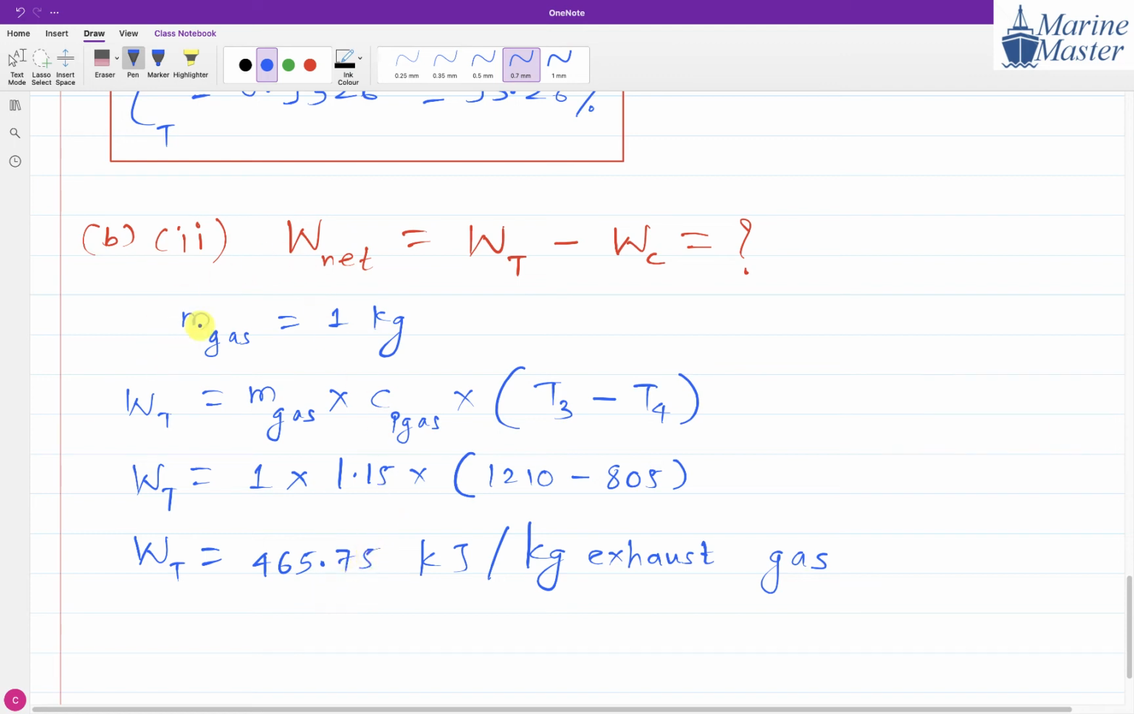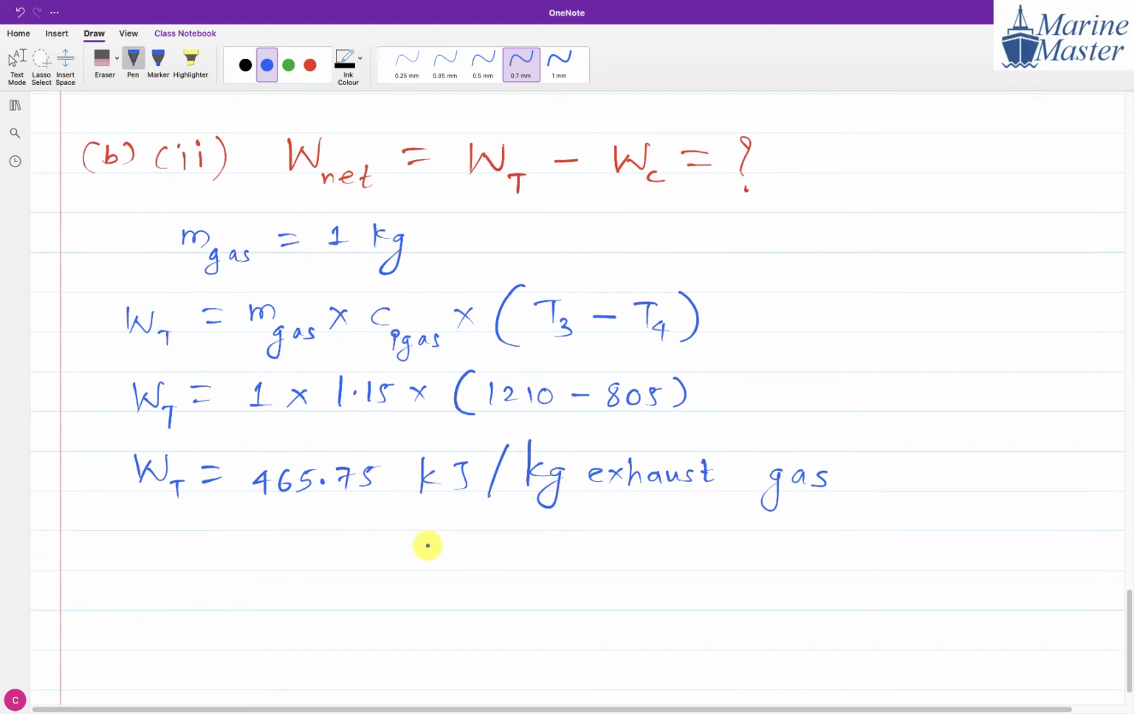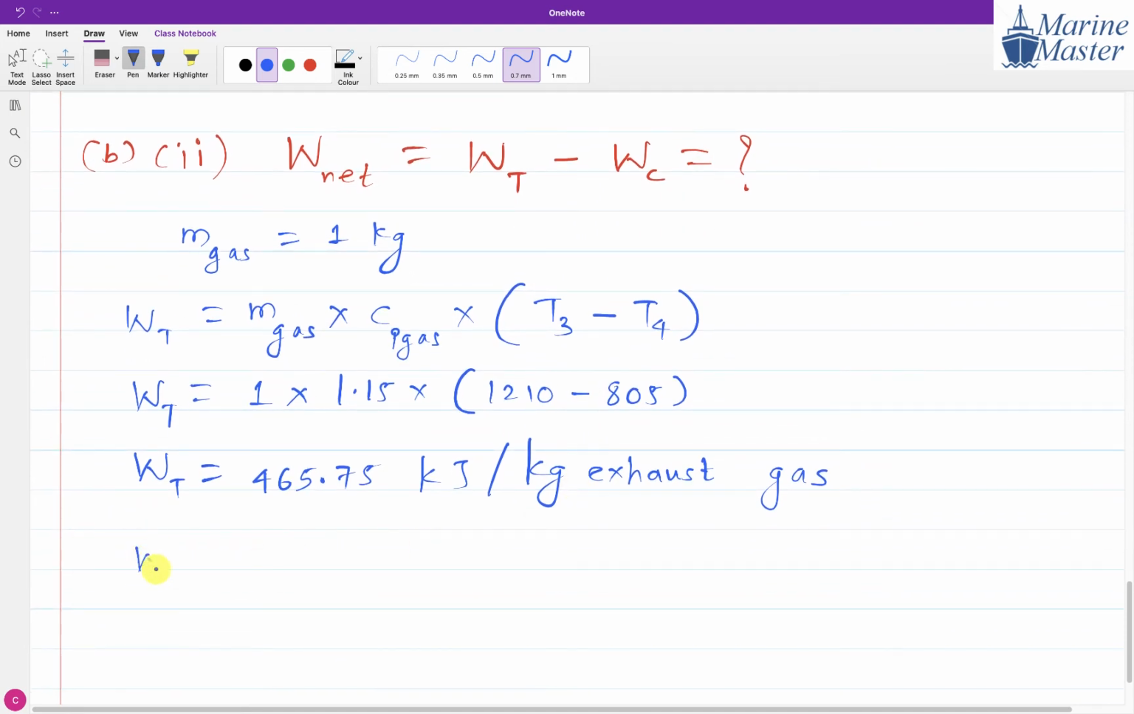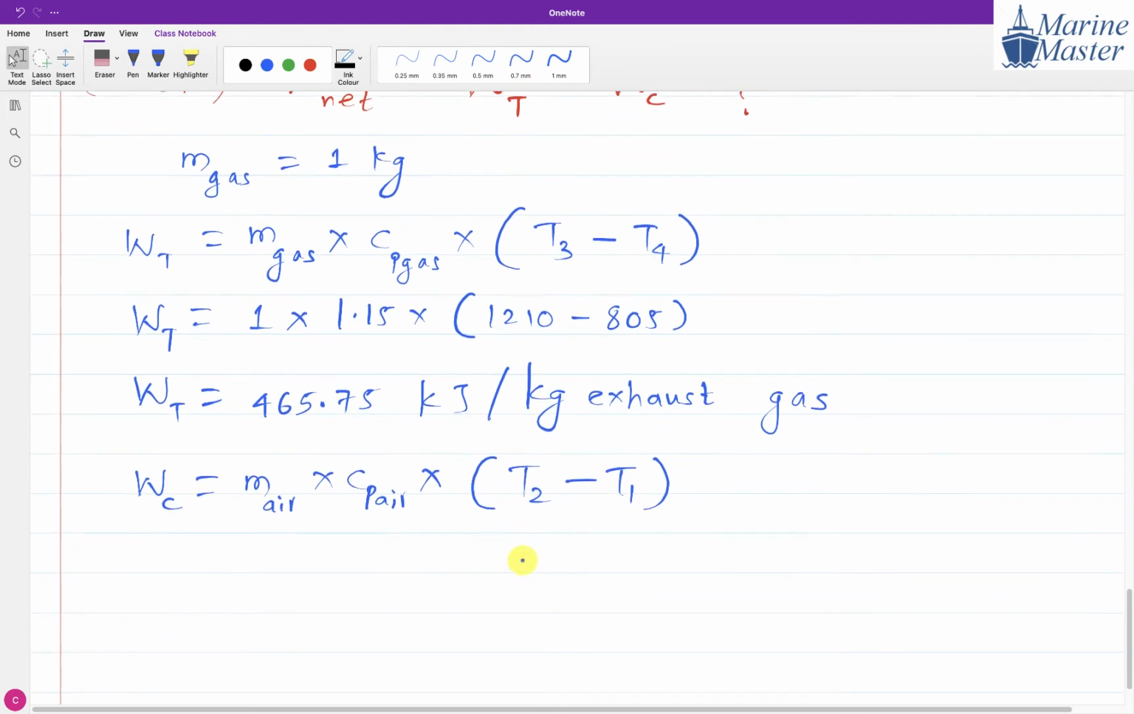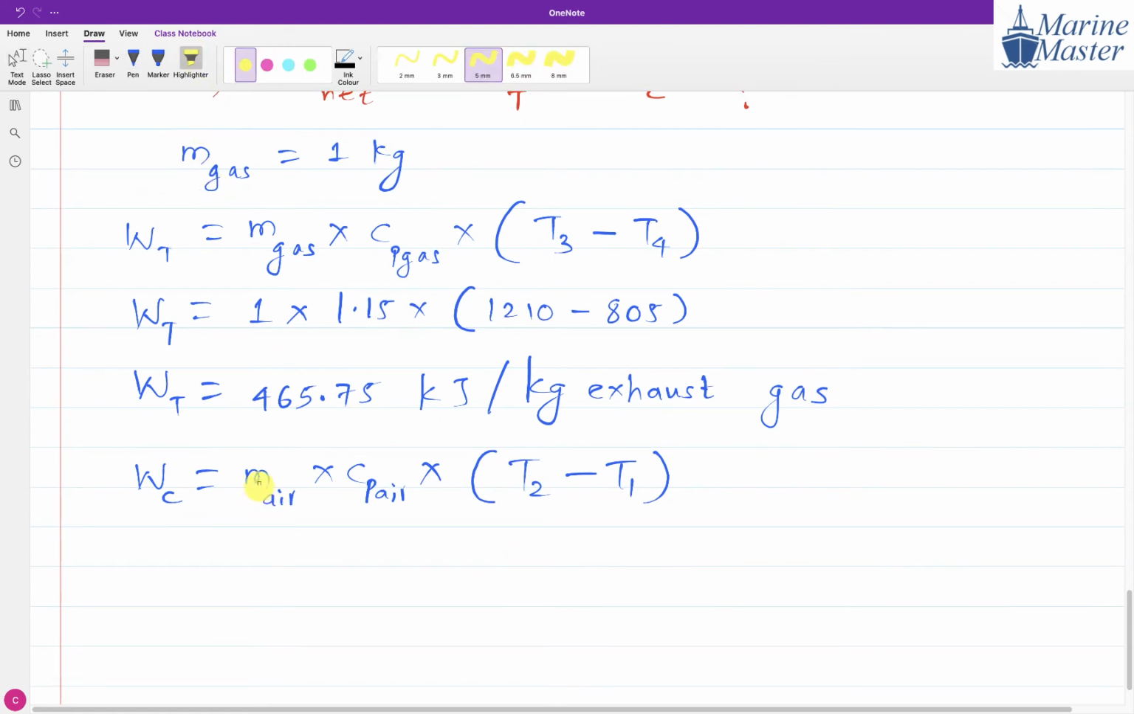Now we got Wt. To get W net, the next thing we need is compressor work, that is Wc. And what is the relation of Wc we have seen? Mass of air into specific heat of air into T2 minus T1. We have studied this relation completely. Now what we need here is, first of all, the mass of air, and second, T2. These two things are unknown in this relation. The remaining things we have: T1 and the specific heat of air.